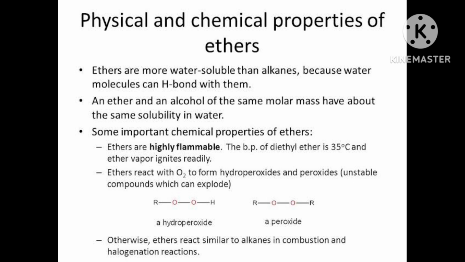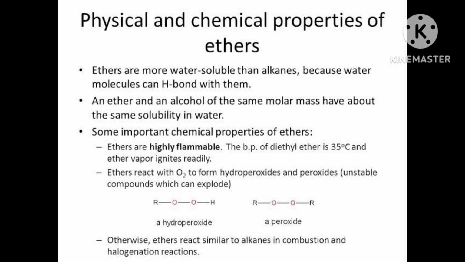Ethers with two different alkyl groups. Suppose in an ether the two alkyl groups are different, then what will happen? Suppose one side R is there, the other side R dash is there. One side may be methyl, the other side ethyl. Both are different. Ethers with two different alkyl groups are also cleaved in the same manner. Then it will form RX plus R dash OH.